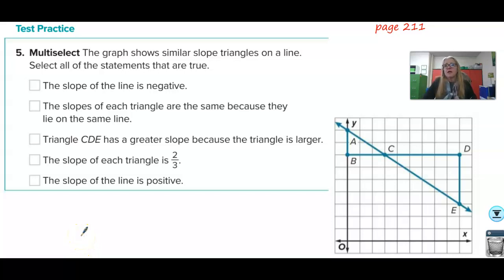Number 5. The graph shows similar slope triangles on a line. Select all the statements that are true. First of all, the slope of the line is negative. Yeah, that's a nice negative, so that's true. I guess I should probably put a check, right? I guess it doesn't matter.